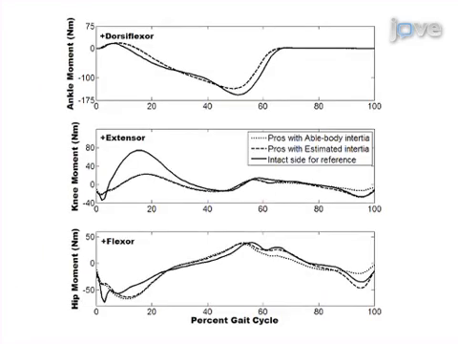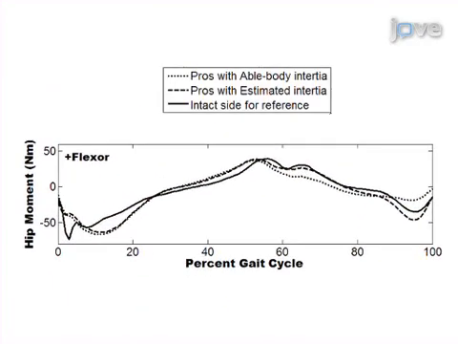The following results were obtained when analyzing joint moments about a transverse axis through the ankle, knee, and hip. Joint kinetic profiles of the prosthetic side during swing more closely resembled those of an intact limb when inertial properties of an intact limb were used to model the prosthetic side.